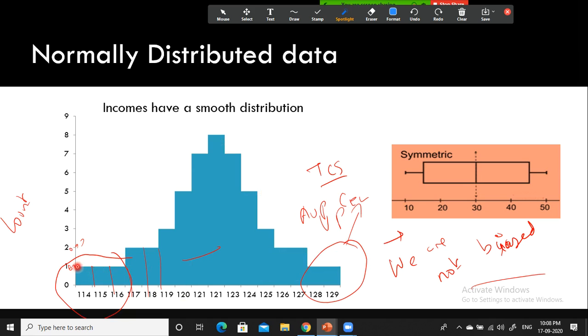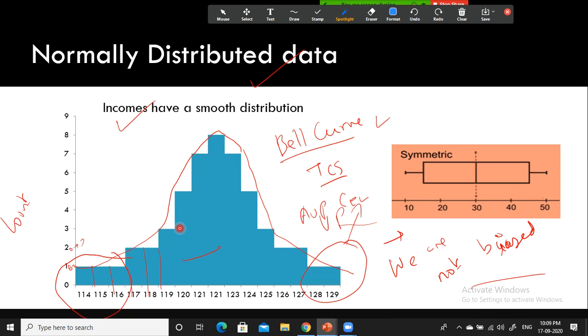If you join the edges of this one, you will get some kind of curve. It's called a bell curve. The normal distribution is also called a bell curve. Bell curve in the sense that the data is normally distributed. If somebody asks you what the distribution pattern of the income variable is, that means it is normally distributed data. Or you can say it's a bell curve.